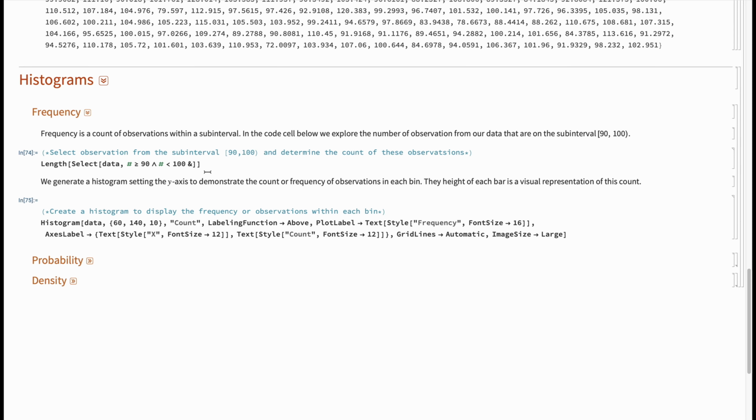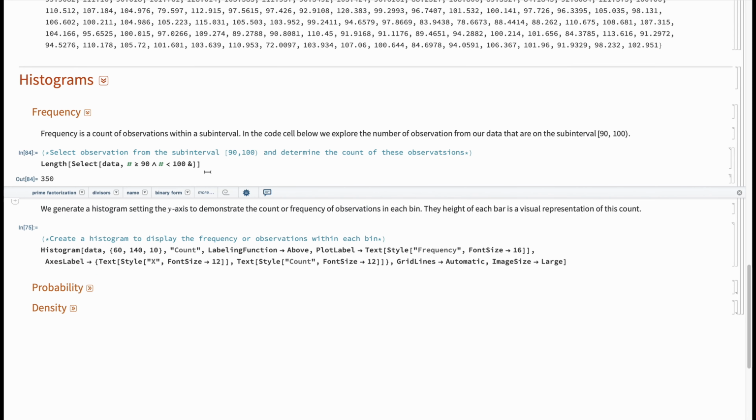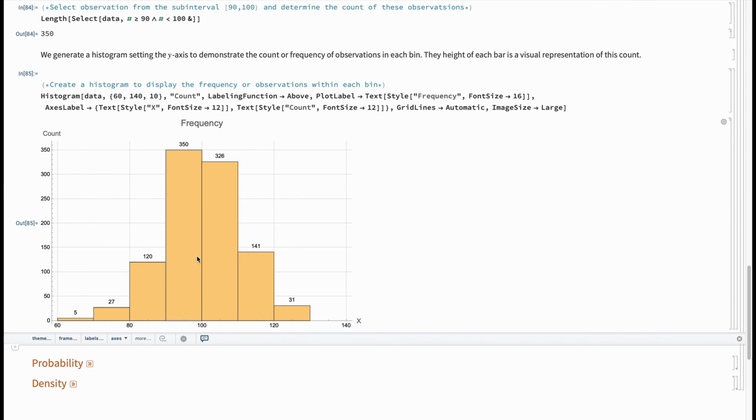Let's execute and see how many values of these 1000 fall within this little bin from 90 to 100, and we see 350. Choosing the frequency on the y-axis, or the vertical axis, will tell us this information. On that little bin, the height of our bar would be at 350. Let's look at this histogram. There we see the histogram.